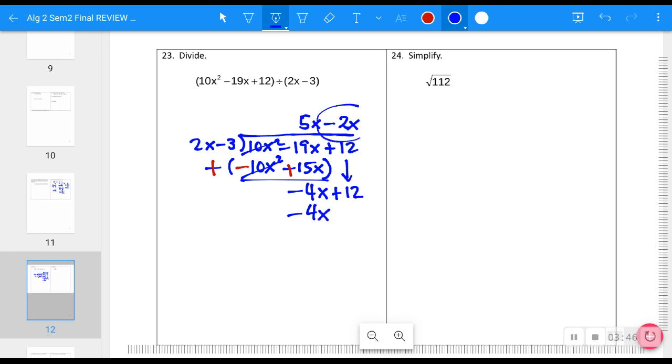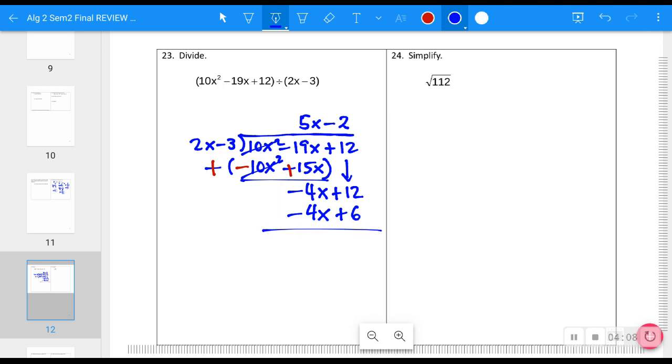And then this negative 2x times this negative 3 gives plus 6x here. Oh, I know what's wrong. I shouldn't have an x on this. It should be just a constant, negative 2. Okay, so let's see. Negative 2 times negative 3 is 6.